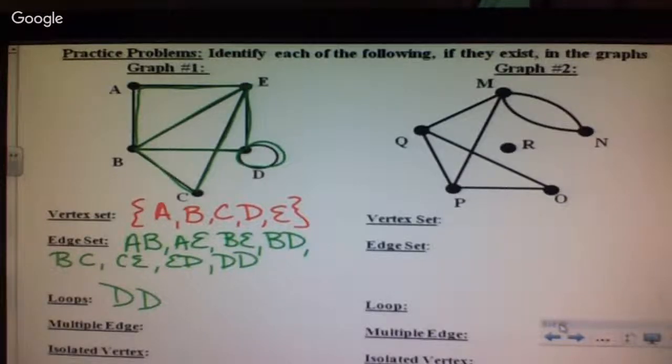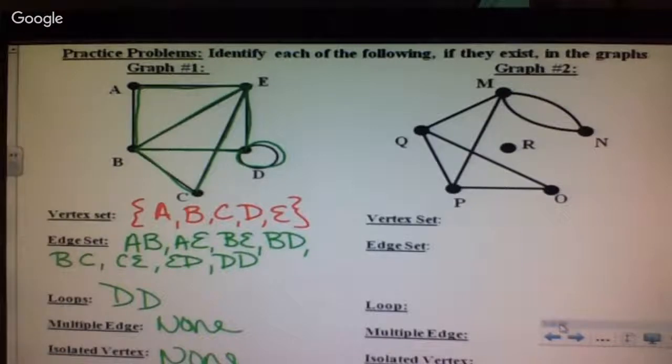Okay. Multiple edge. Do I have any multiple edges in this picture? More than one line that connects 2 points? No. Okay, so you're looking for something like AB when you listed your edge set, or CE when you listed your edge set. None of your edges contain the same 2 letters, so there are no multiple edges. Do I have an isolated vertex in this picture? No. No. Okay. One more with me, and then I'm going to let you do 3 and 4 on your own before we go over it. Okay.